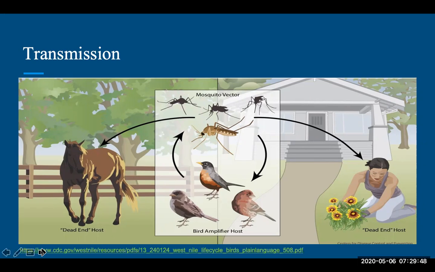However, there are other forms of getting the virus, like exposure in a lab, blood transfusion, organ donation, or from mother to child via breastfeeding, pregnancy, or birth.